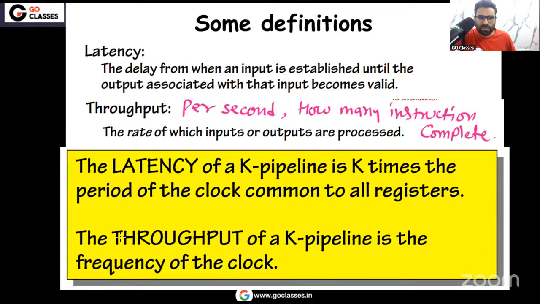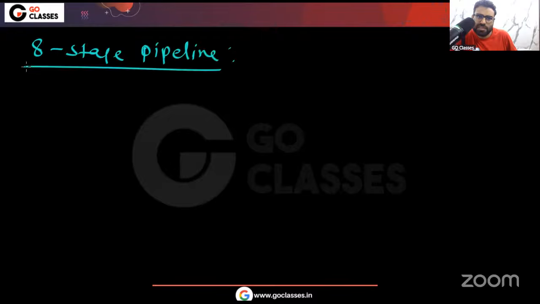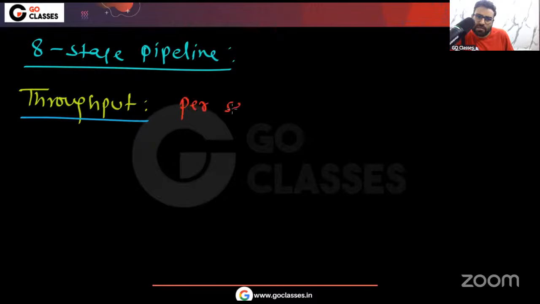So tell me what will be the throughput in this question. If I ask you what will be the throughput if you have an 8-stage pipeline, remember, throughput means per second how many instructions are completing.